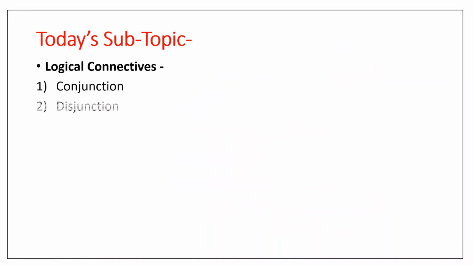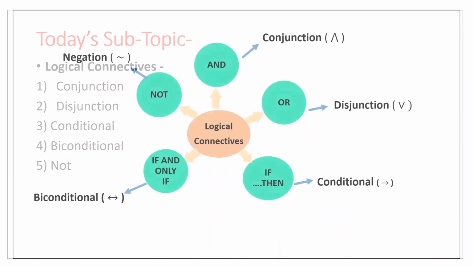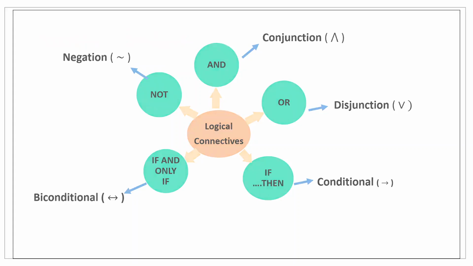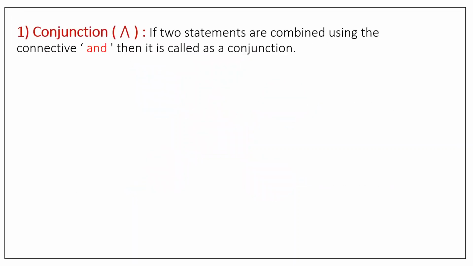Today's subtopics are logical connectives: conjunction, disjunction, conditional, biconditional, and not. We will see these connectives one by one. We have learned this in the first lecture. First, conjunction. What is conjunction? If two statements are combined using the connective and, then it is called conjunction. So you have to remember that for conjunction, the connective used is and, and this is the notation for conjunction.